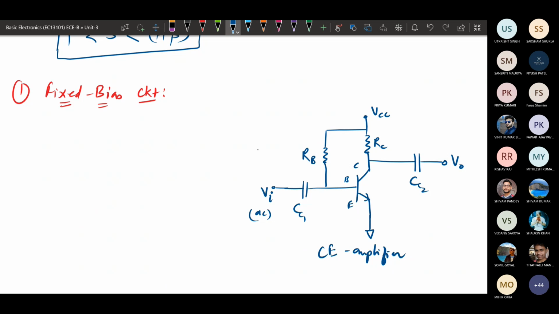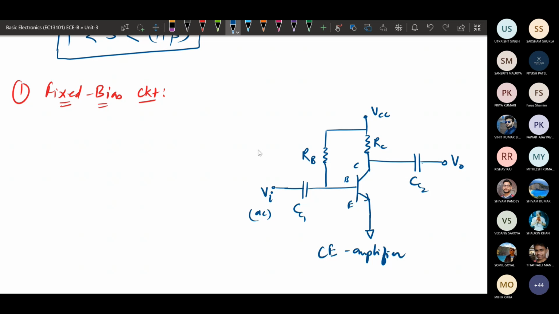In this common emitter amplifier, Vi is the input, given through a coupling capacitor. At the output, that is the collector terminal, we are taking the output. The output through a coupling capacitor passes only the AC component. The DC component will not pass through this. So all the AC component will pass, that means we will get the AC output here. This is the complete circuit.